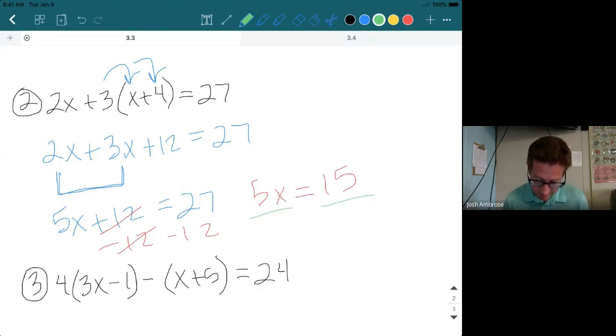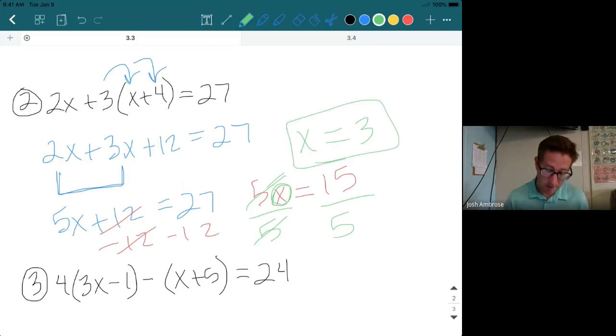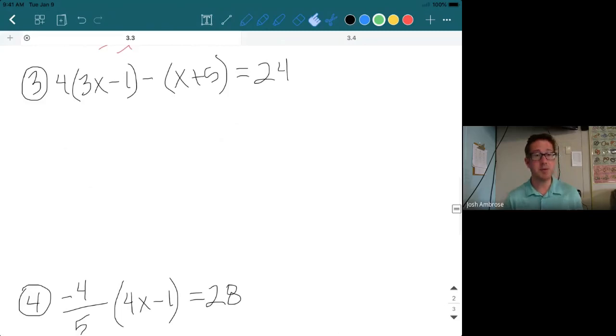Divide both sides by 5. Okay, so 5 goes away, isolating the x, and x equals 3. Okay. All right, good. Let's move into example problem number 3.